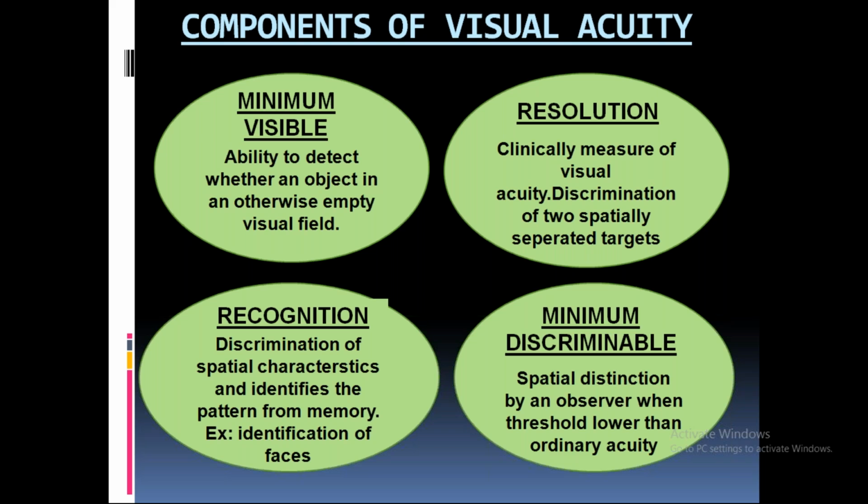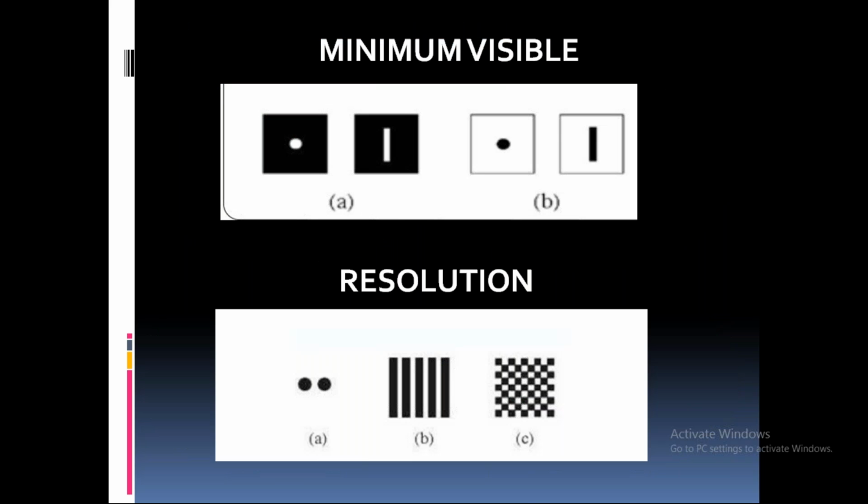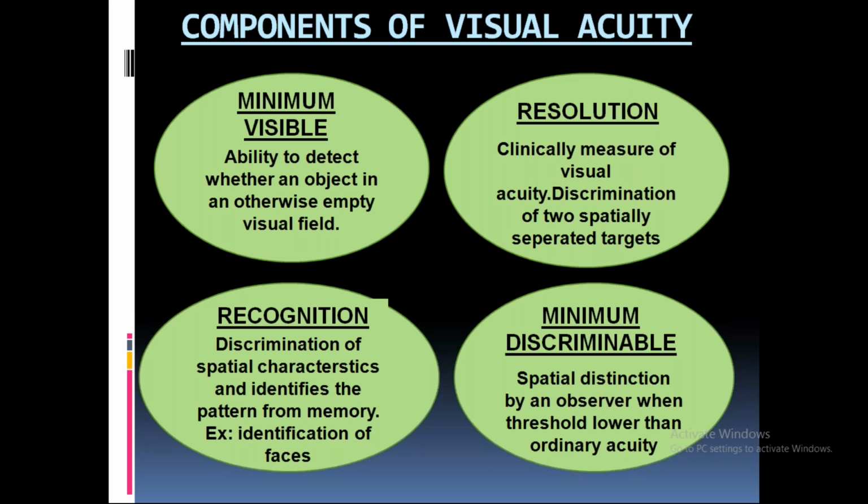Components of visual acuity include minimum visible, resolution, recognition, minimum discriminable. These are the components. Minimum visible means the ability to detect an object in an otherwise empty visual field. We call that minimum visible.